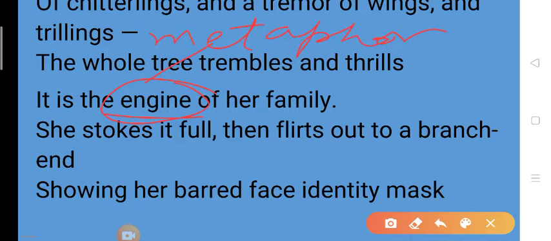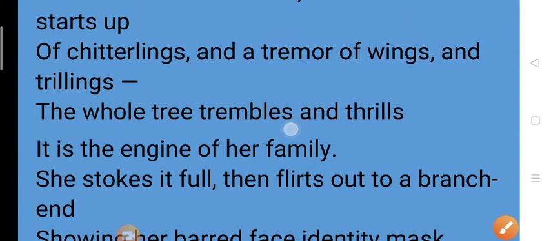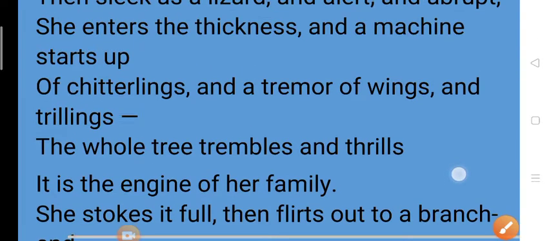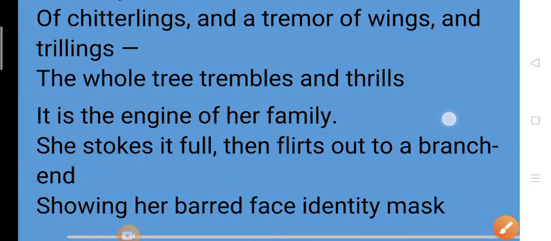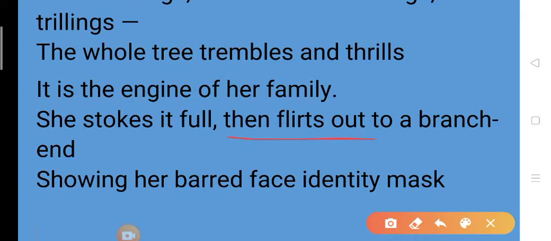Means engine is required to run the machine. So when goldfinch comes to the tree, the chicks, which are referred to as machine, they start, and the whole tree comes to life. She stokes it full, means she feeds her chicks, adds fuel to the engine. To add fuel to the engine is called stokes. She stokes means to add fuel to the engine, means she gives food to the chicks, then flits out to a branch end, then again comes to the end of the branch, showing her barred face identity mask.